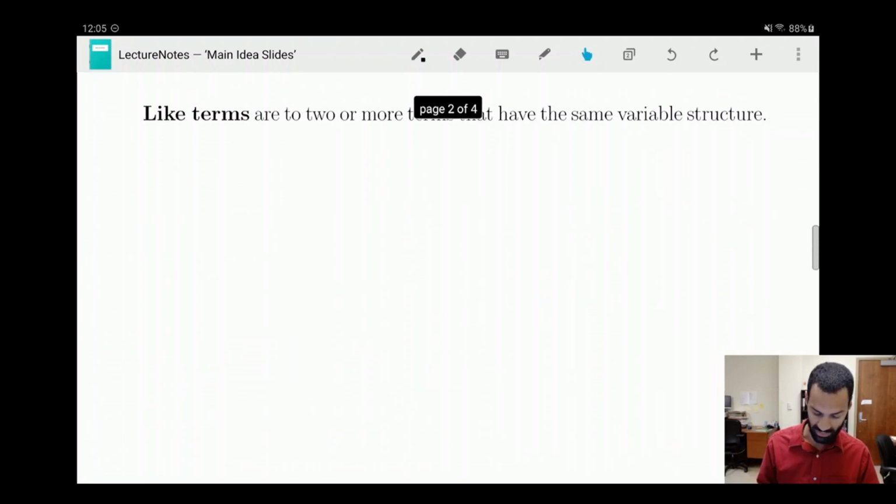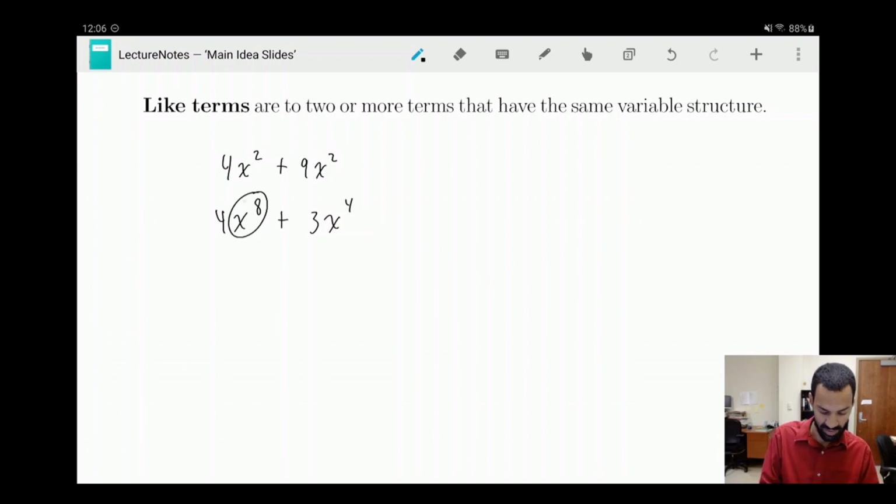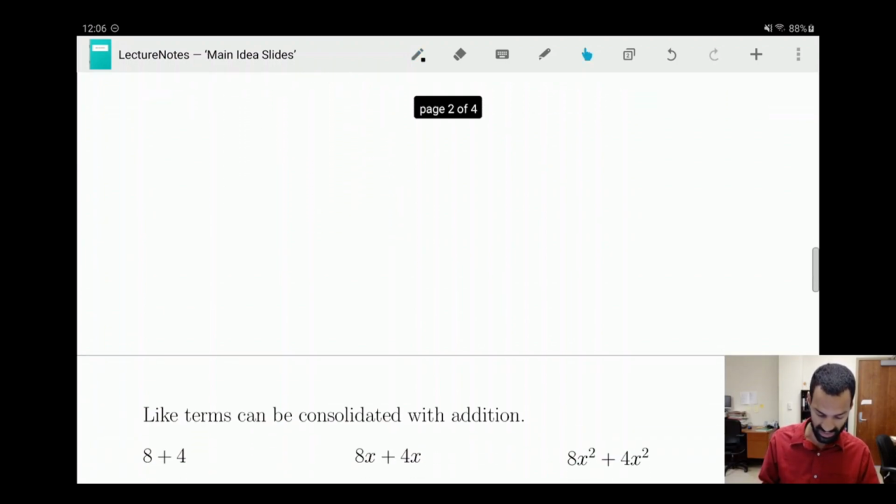When we talk about like terms, we're talking about two or more terms that have the exact same variable structure. What I'm talking about there would be something like 4x squared plus 9x squared, right? These are two terms with the same variables, x to the second power. That's different from having something like 4x to the eighth power and 3x to the fourth power. Notice how the variable structures are different, so I can't put those together. They're not like terms. So these are like terms, check. These are not like terms. Okay, so terms and like terms.